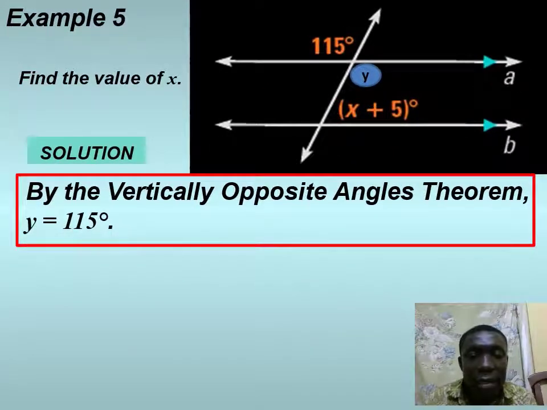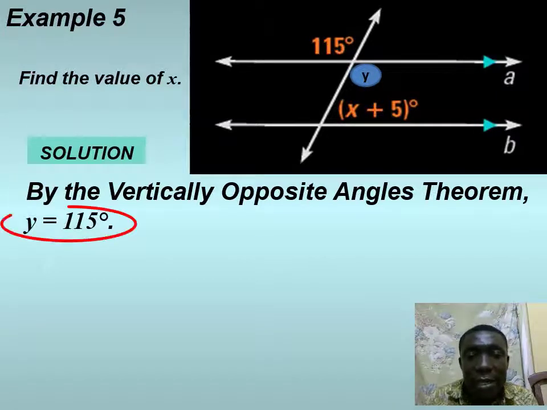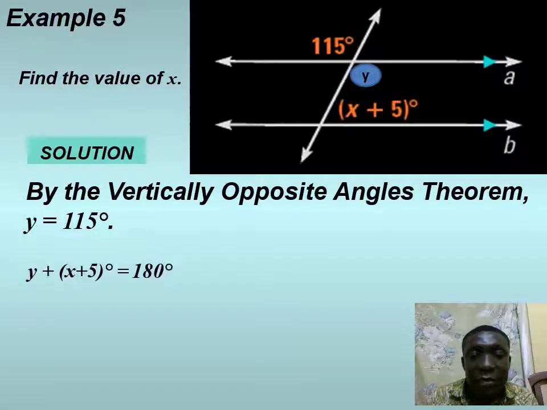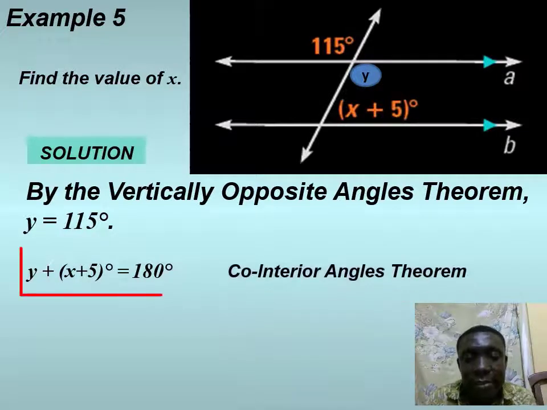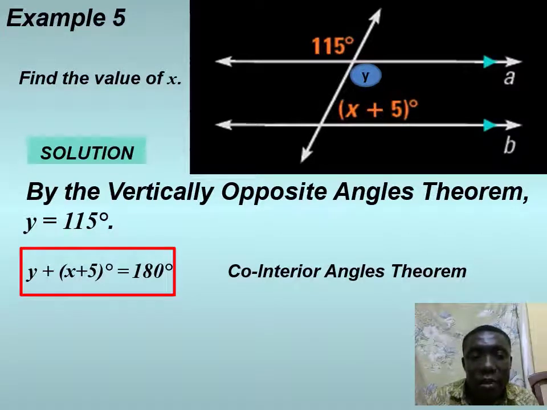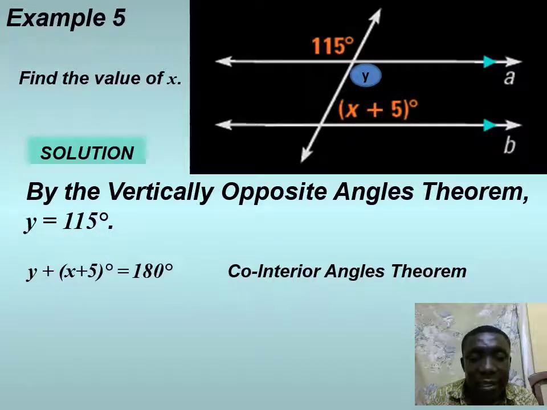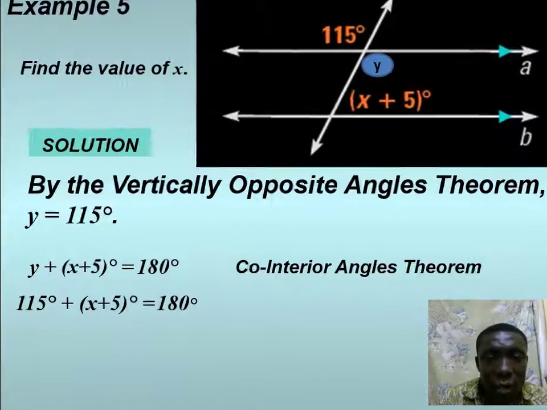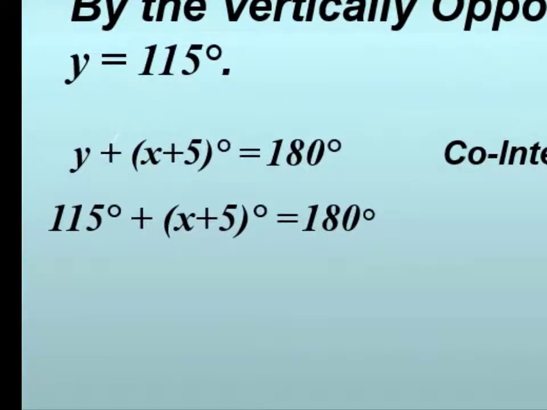Now, by the vertically opposite angles theorem, we can say that y is equal to 105 degrees. Then what can you say about y and x plus 5 degrees? They are co-interior angles, so when you add them, you should get 180 degrees. They are supplementary. So we know that y is 115 degrees.